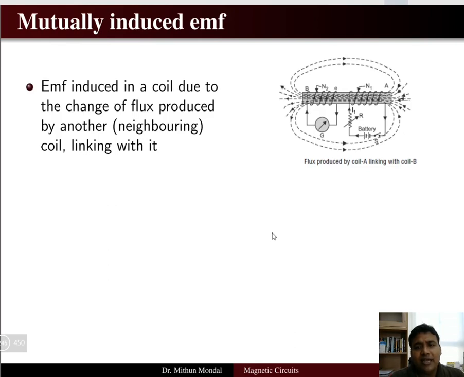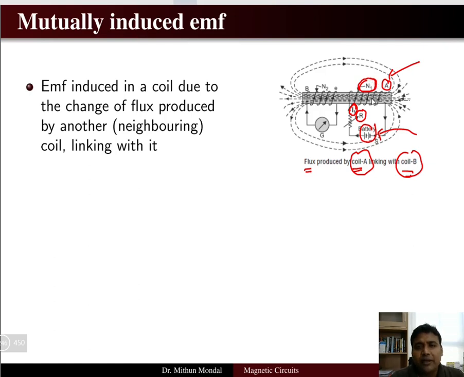Now in this case there are two coils, coil A and coil B. If you remember, in the previous case you were having only one coil. Now you will be having two coils, coil A and coil B, and flux will be produced by coil A. So here you can see there is a coil A which is connected with a source of a battery, and there is a variable resistance which is controlling the source current for the coil A. So coil A is being connected with the source of the battery, and here N1 is the number of turns of the coil for coil A.